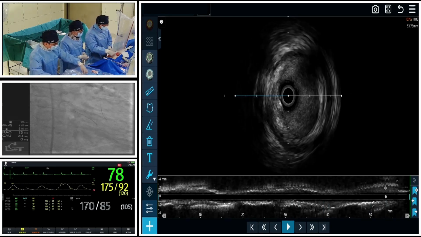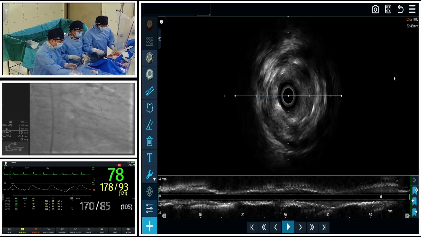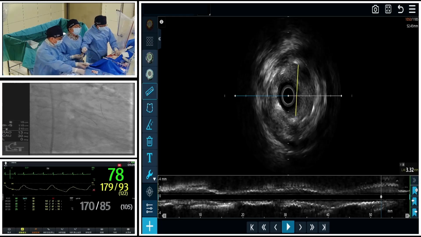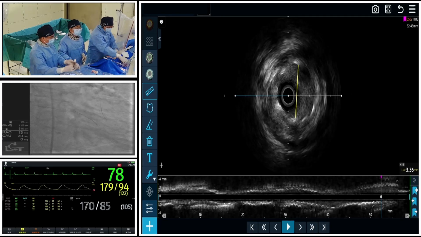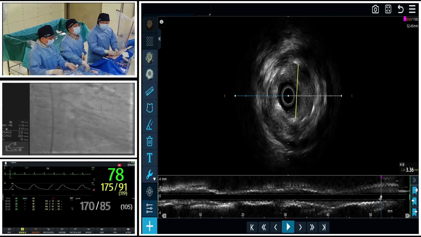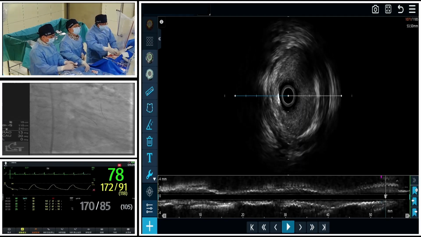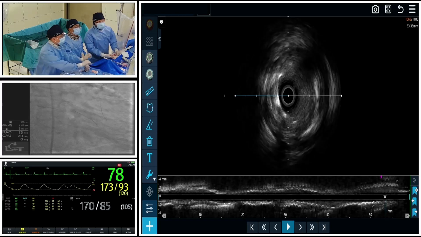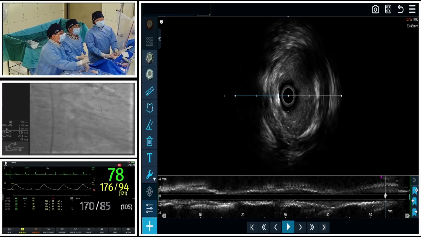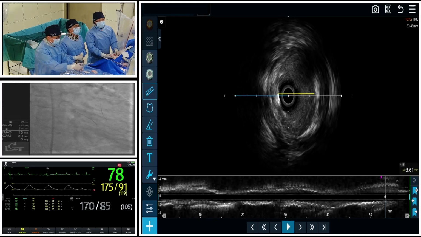So any suggestion what size? Let me check the stent size. Here is some malposition at the proximal edge of the stent. So I think maybe either a 3.25 at a relatively high pressure or a 3.5 at a relatively low pressure is fine. You can see here is some malposition of the stent.